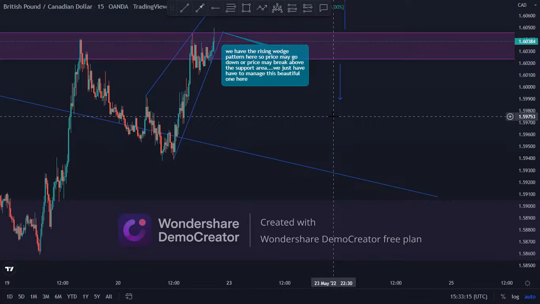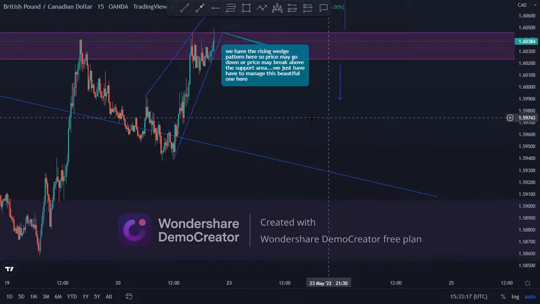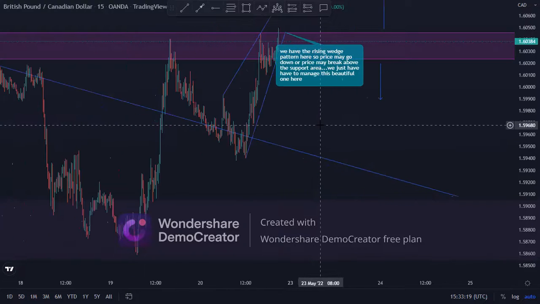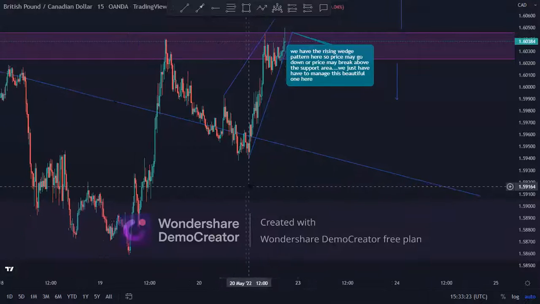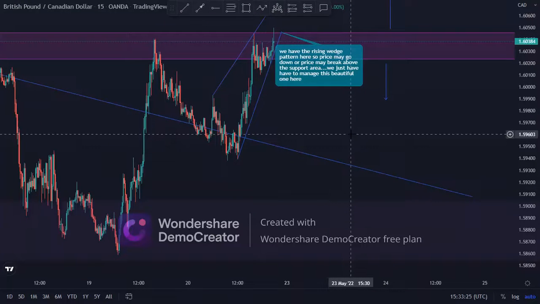We just have to manage this beautiful one here. So yeah, we're just going to observe this. As soon as the market opens, we're going to observe this one here and see what it has for us.